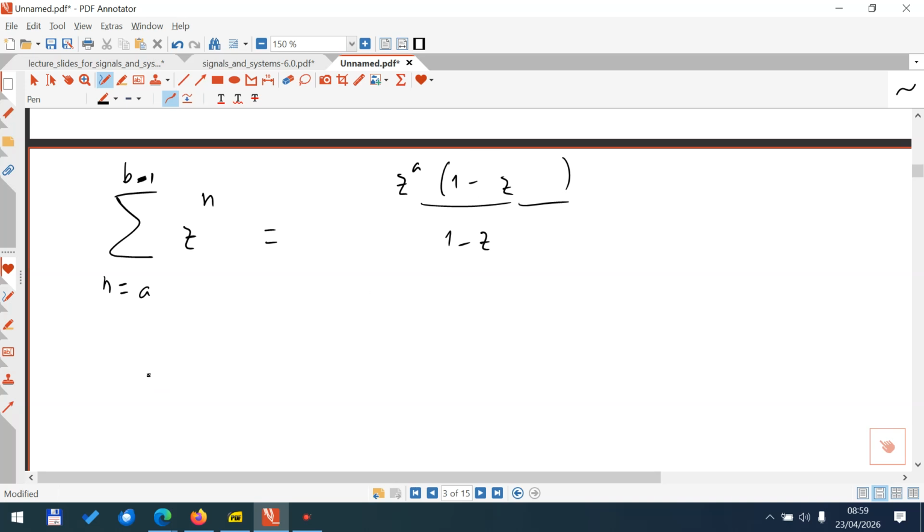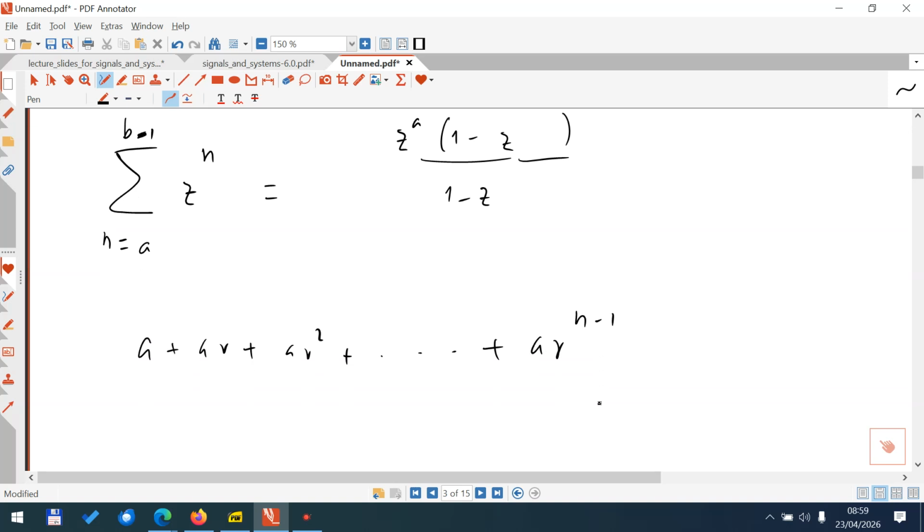So what you had is this: a plus a r, plus a r squared, and what was the last term? a r to the n minus 1. Now, can you recall the formula? 1 minus r, a, I forgot this part. What was this? r to the power n. So it was n, and this n required this to be n minus 1, right?